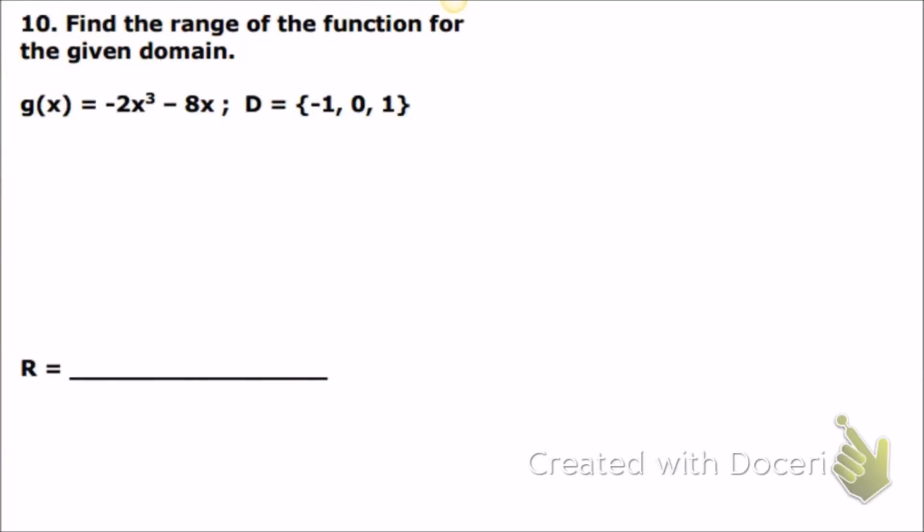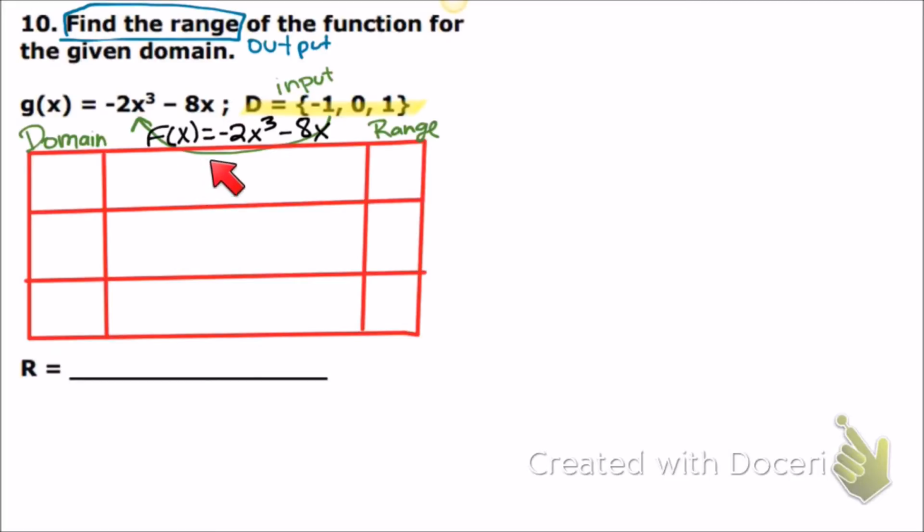Okay, question number 10. Again, we're going to find the range for the given domain. So we're going to find the y, the output. We're going to find the output when they're giving us the input. So remember that when they give us the input, we're going to plug in those inputs in our function. So let's build a table. Remember that we're going to be using this function.